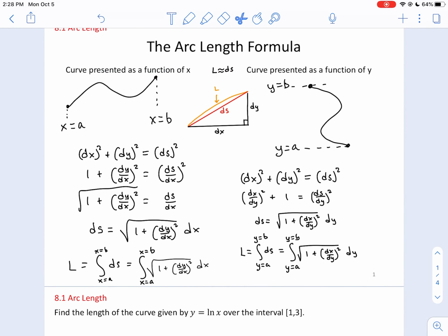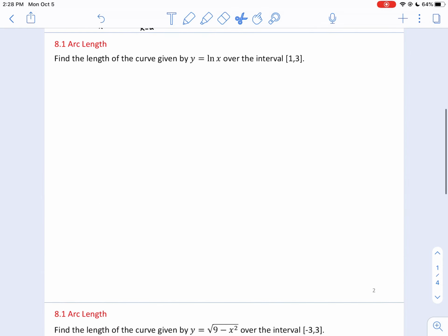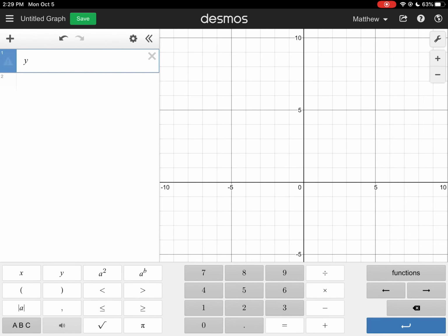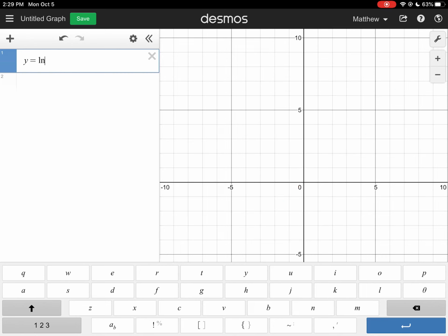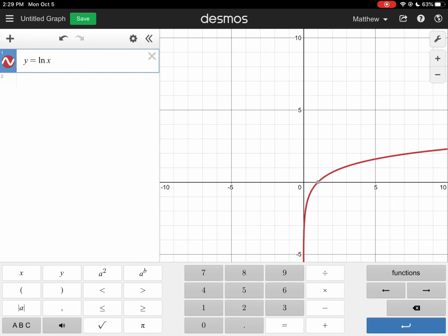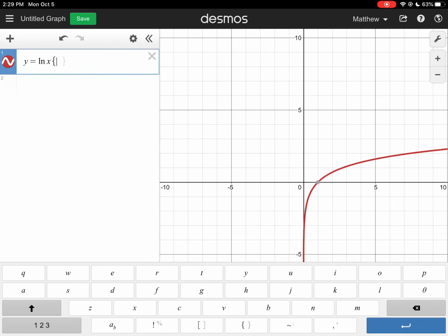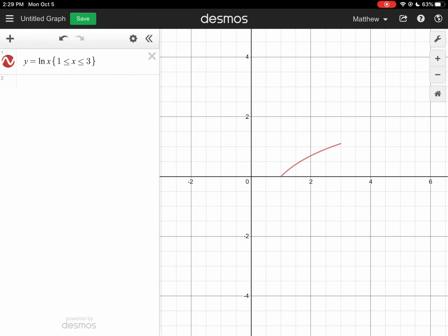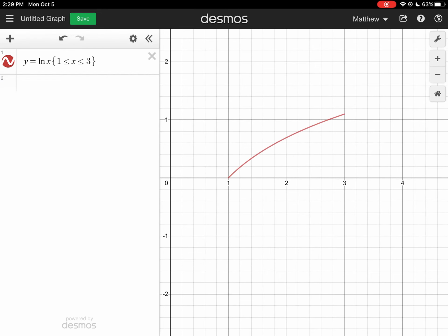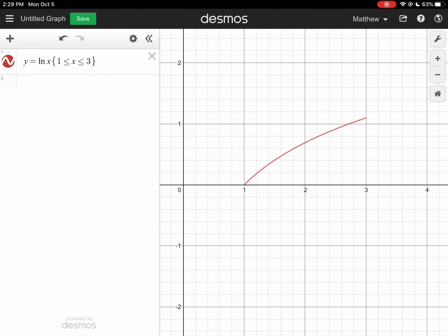Okay, as our first example, find the length of the curve given by y equals natural log of x over the interval from 1 to 3. Y equals the natural log, ln of x, and I'm going to crop it using curly brackets. Let's go from 1 to 3. So we're really just looking at the length of this curve right here. If you were to just approximate it, it looks like it's clearly longer than 2 units, but it doesn't seem to be as long as 3 units.